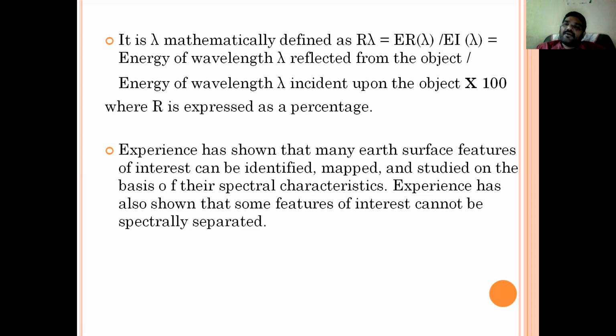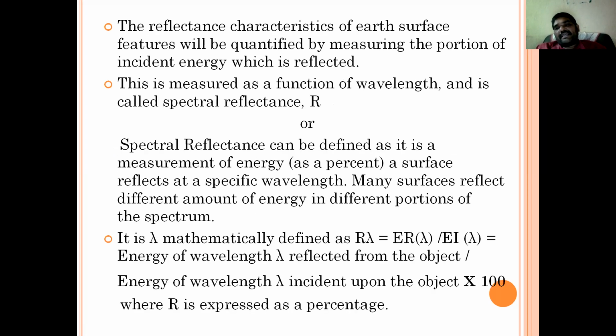Hope you understood how the EMR is interacting with the earth surface. What is incident energy, you understood. What is reflected energy, you understood. You may have gained a handful of experience with these slides: how the incident energy is being scattered, how the energy is being absorbed, how the incident energy is being redirected and categorized into different types as reflectance, absorbance, and transmittance.